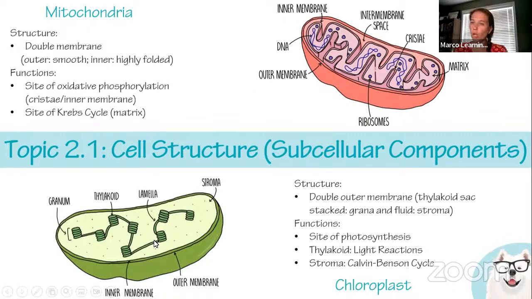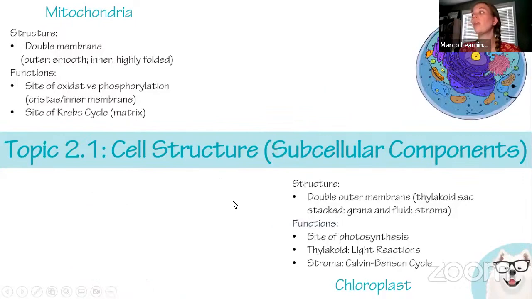Same thing with our chloroplast. Our chloroplast is going to have a double outer membrane, and then there are these little stacked thylakoid stacks, which are called grana. This is where photosynthesis takes place. In the membrane of the thylakoid is where we're going to see our light reactions. And in the stroma is where we're going to see the Calvin cycle. And yes, they also have their own DNA and their own ribosomes because they're also endosymbionts.